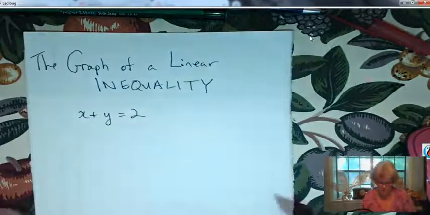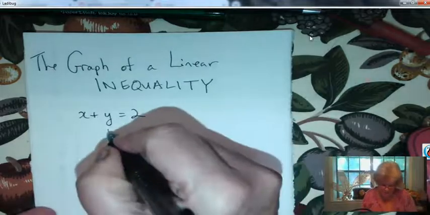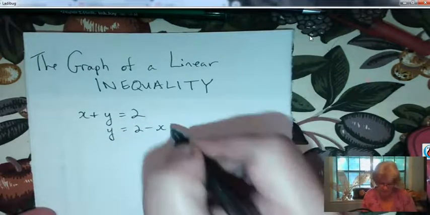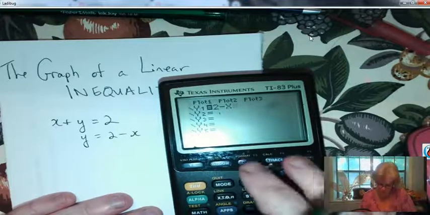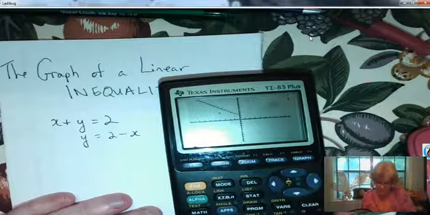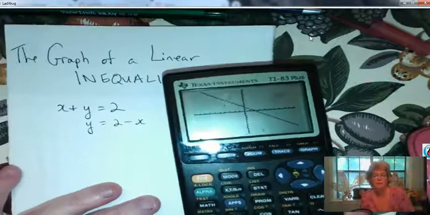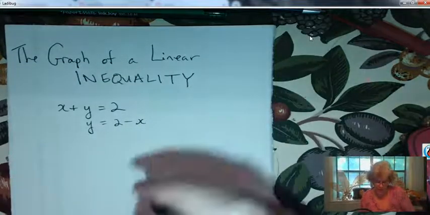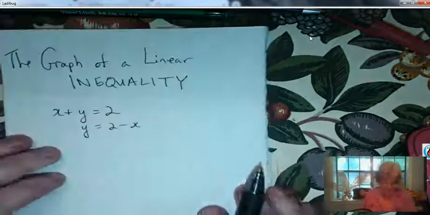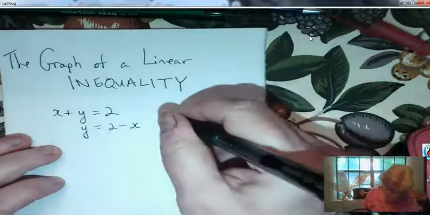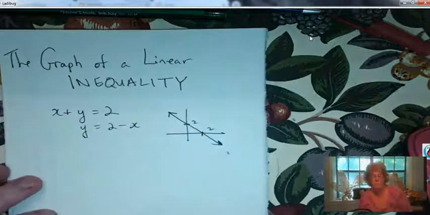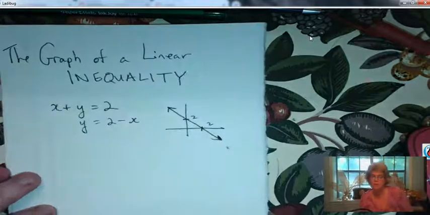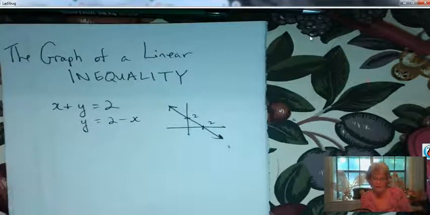So if I was going to put this in the graphing calculator, I'd subtract x from both sides. Okay. And then do zoom 6. And there's my line. Okay, so what happens if the symbol here is not the equal symbol? Well, then we have an inequality.